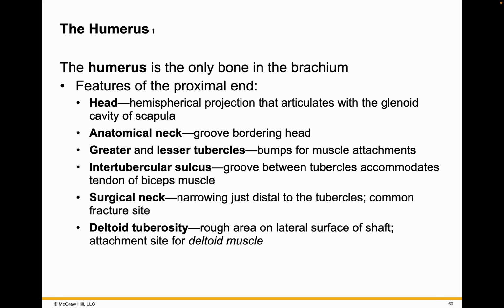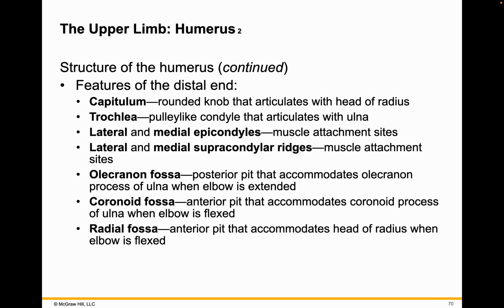The humerus has a head, an anatomical neck, greater and lesser tubercles, the intertubercular sulcus, and a surgical neck, as well as the deltoid tuberosity. It is called the surgical neck because it is one of the most common places that gets broken. The humerus on the distal end has a capitulum, a trochlea, lateral and medial epicondyles, lateral and medial supracondylar ridges, the olecranon fossa, coronoid fossa, and a radial fossa.